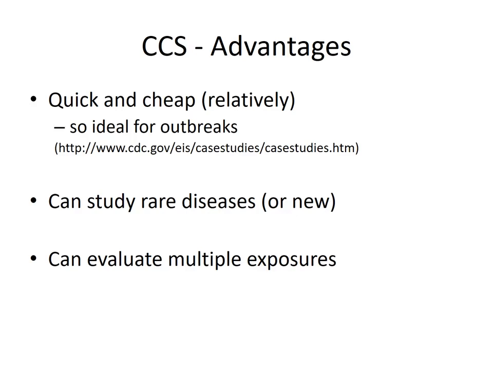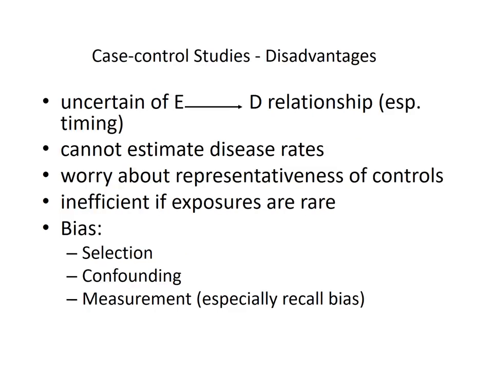I can use this study design to evaluate different arrays of exposures. Disadvantages: uncertainty of the exposure-disease relationship, especially timing. It's not as bad as a cross-sectional study. However, it's not as strong as cohort studies. Cannot estimate disease rates. We don't use it to estimate the incidence or the prevalence.